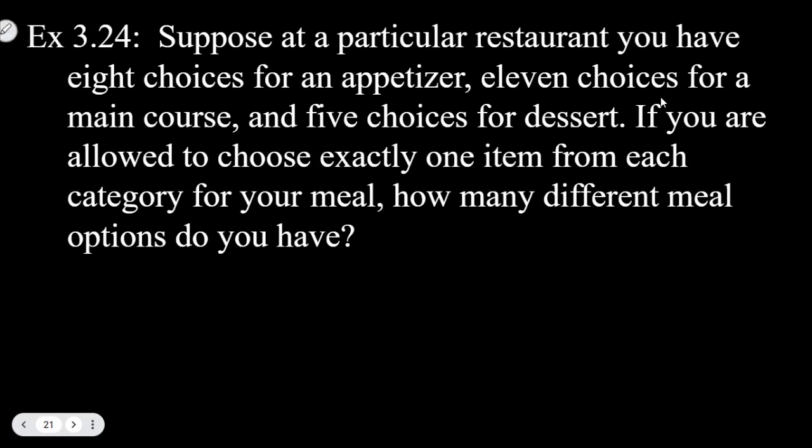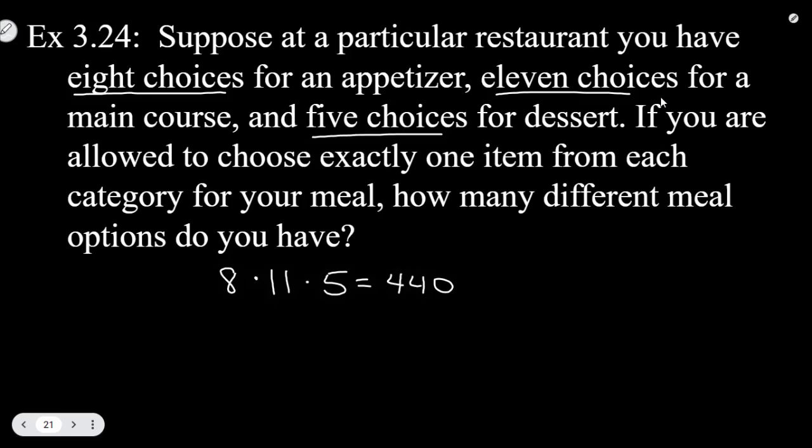This is where that multiplication principle comes in. We've got 8 choices for the appetizers times 11 choices for the main course, and then 5 choices for the dessert. So all we would have to do is take 8 times 11 times 5. I'm going to grab my calculator and take care of that. 8 times 11 times 5, and we get 440 different choices. So that's how the multiplication principle works, or the basic counting rule. Pretty straightforward as long as you are choosing one from each of those groups.